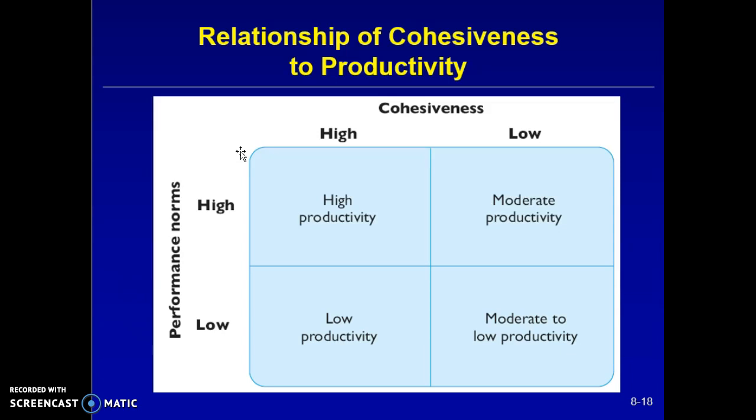So it's interesting when I look at the lowest productivity on this chart. Our lowest productivity is going to come whenever we have low performance norms, but we have high cohesiveness. So the group really enjoys being together, we know that, but there are no performance norms out there for them. So what happens is they just slack off. So really, you're going to have better productivity if you have high performance norms, but even low cohesiveness.